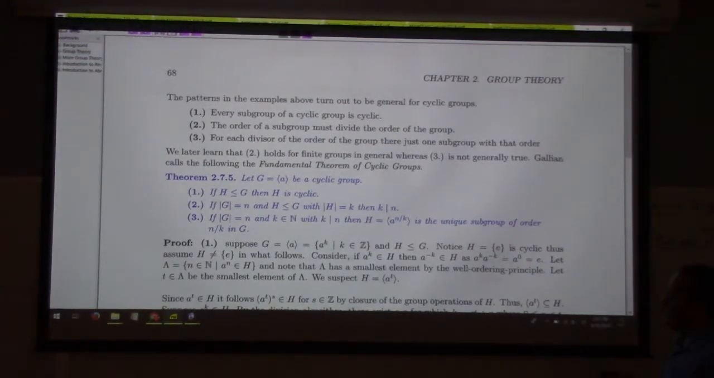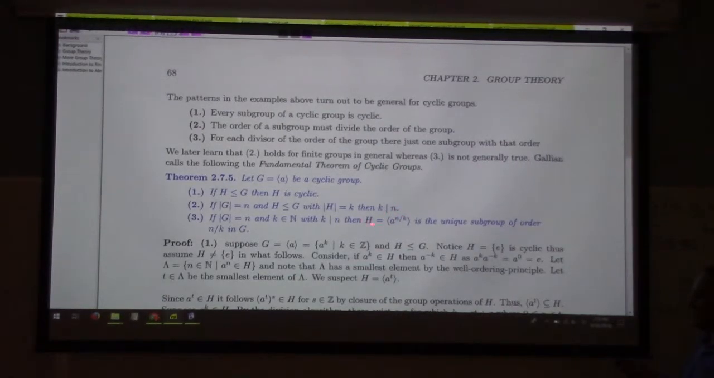Again, here's a careful statement of it. Let G be cyclic with generator a. If H is a subgroup of G, then H is cyclic. If G has order n, and H is a subgroup of G, and the order of the subgroup is k, then k has to be a divisor of n. But it's better than that. If G has order n and k is a divisor of n, then there exists a cyclic subgroup H.